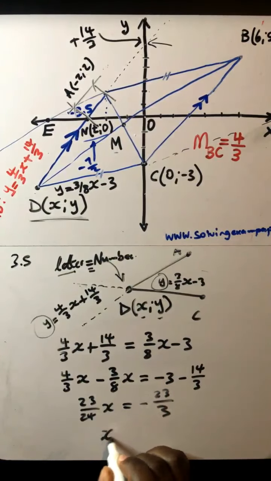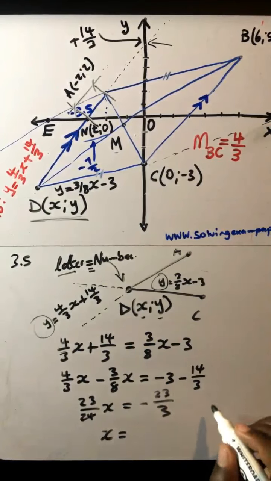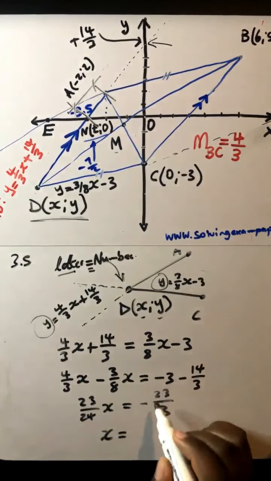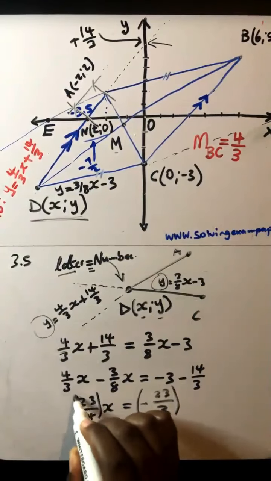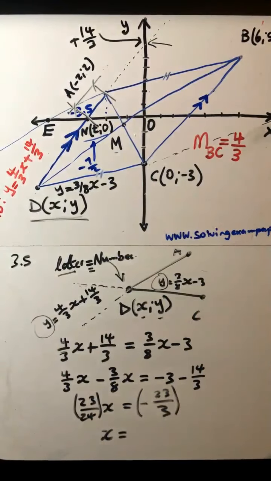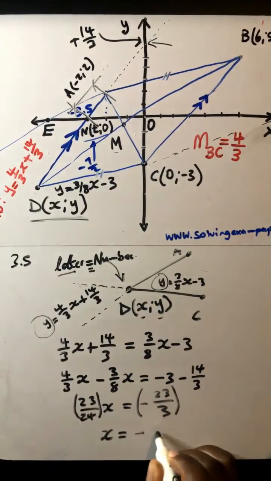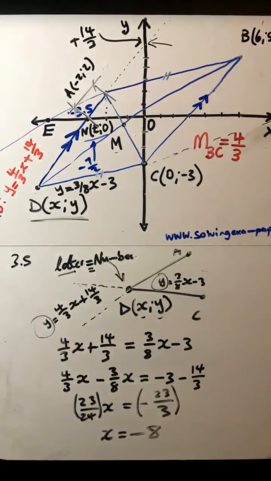So that means x is going to be equal to the whole of this divided by the whole of that, so I'm just going to say divided by 23 over 24. So I'm getting my x value as negative 8. Ladies and gentlemen, is there someone who also got a similar answer?